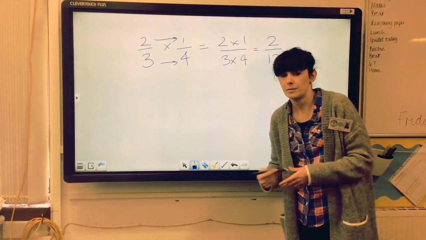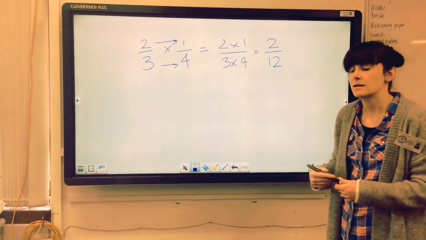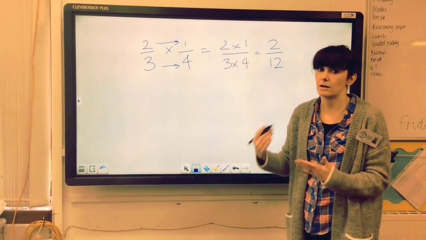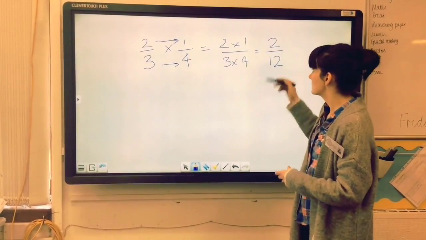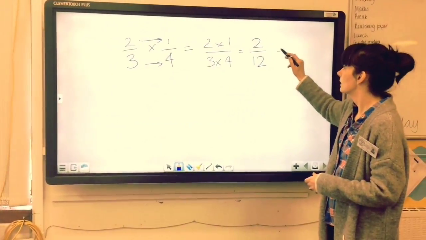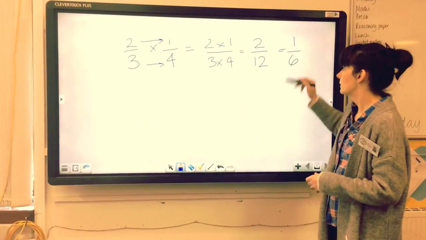In a SATs paper, they could get the mark for that. If it then goes on to say simplify, they need to make sure they do that to get the mark, otherwise it will be marked wrong. So to simplify that, it's nice and easy. We can halve this one, so it becomes 1/6.